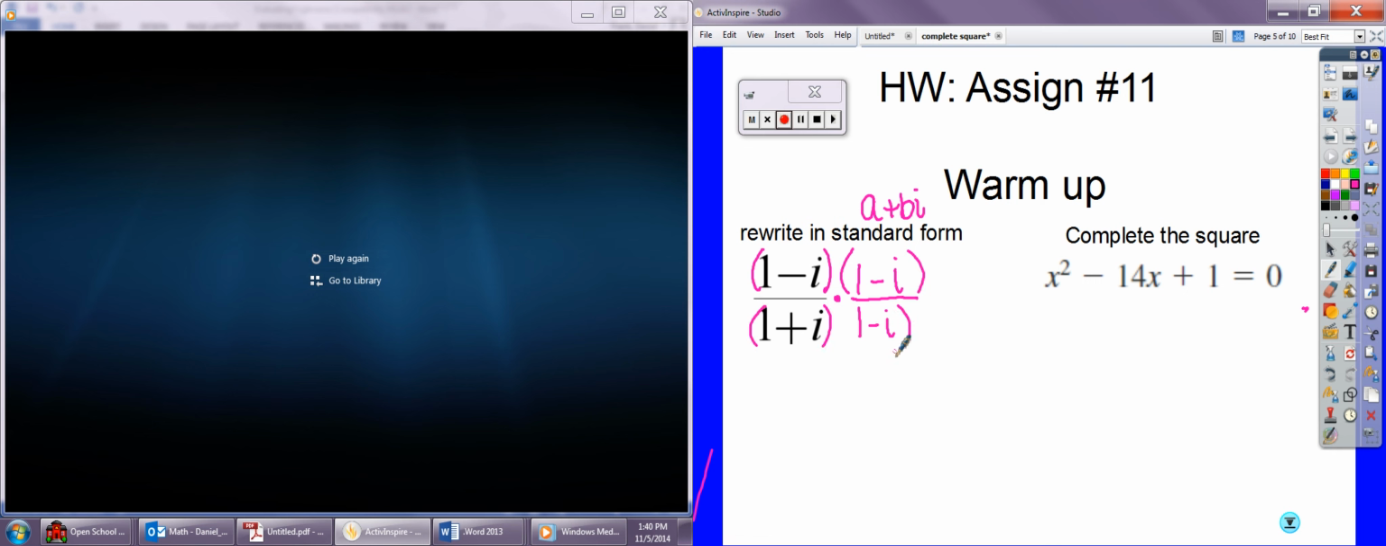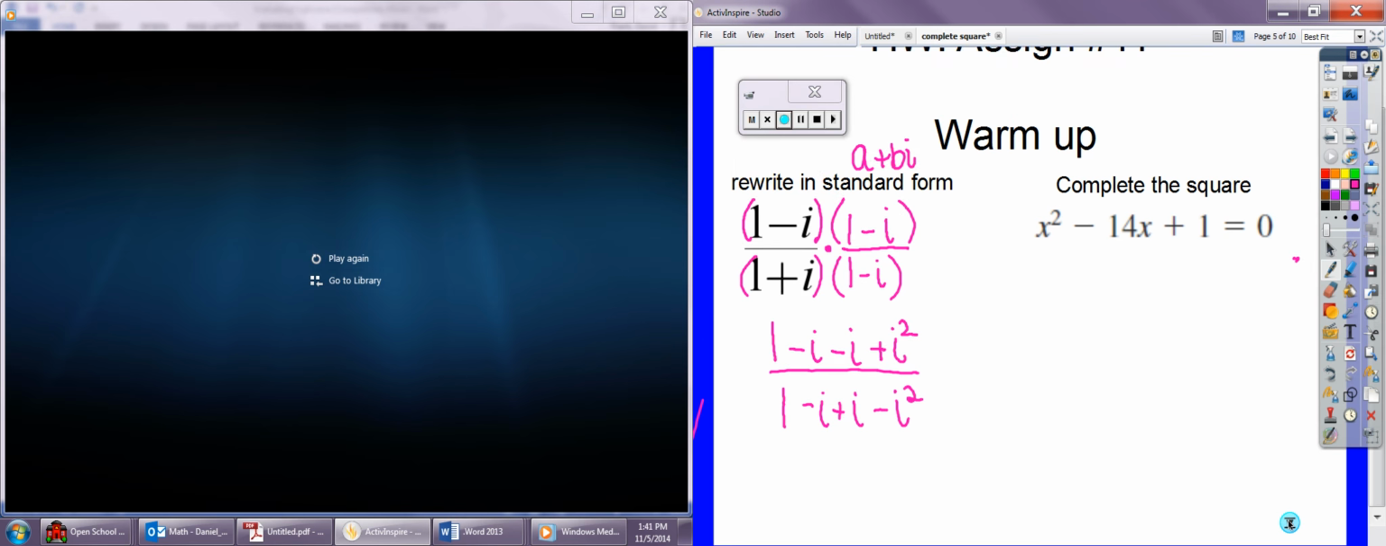Okay, so I look at the first one. The numerator, 1 times 1, 1. Outer, inner. So minus i plus i squared. Over. Now do the denominator. FOIL again. 1 times 1 is 1. Minus i plus i minus i squared. Now, do you remember what i squared is equal to?